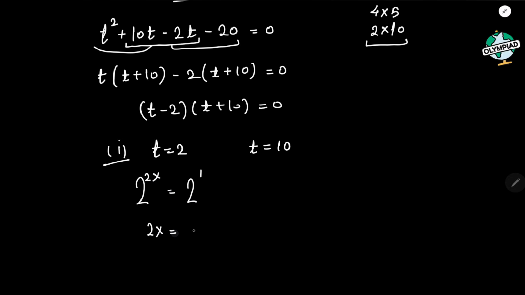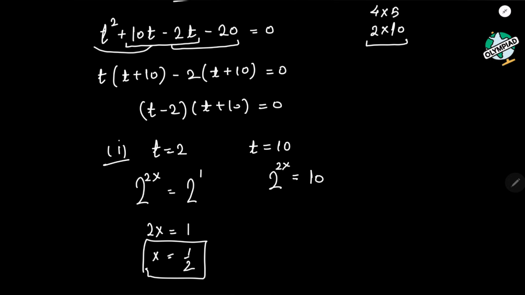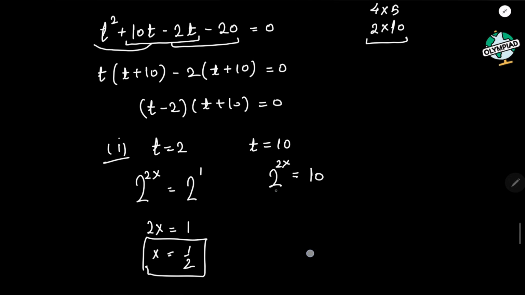So 2x is equal to what? 2 raised to power 1. You will equate the powers. So x is equal to 1 by 2. Okay. And here you will say 2 raised to power 2x is equal to 10. Right. But here you cannot equate the powers because the base is not same. So what will you do? You will take log both sides.